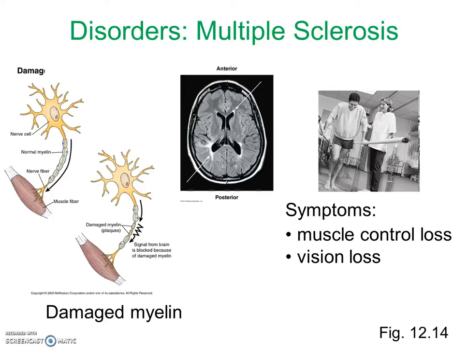And then as MS develops further, you might even see some vision loss. So not only is it in the motor neuron, but then the damaged myelin starts to become a problem in, for instance, the sensory neurons in the eye. So therefore, your eye can't receive the sensory signals as well because it won't get sent to the brain because of the damaged axon.